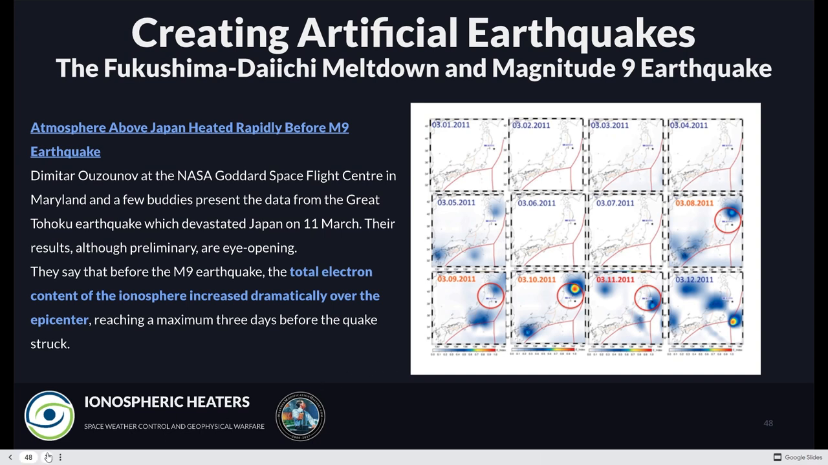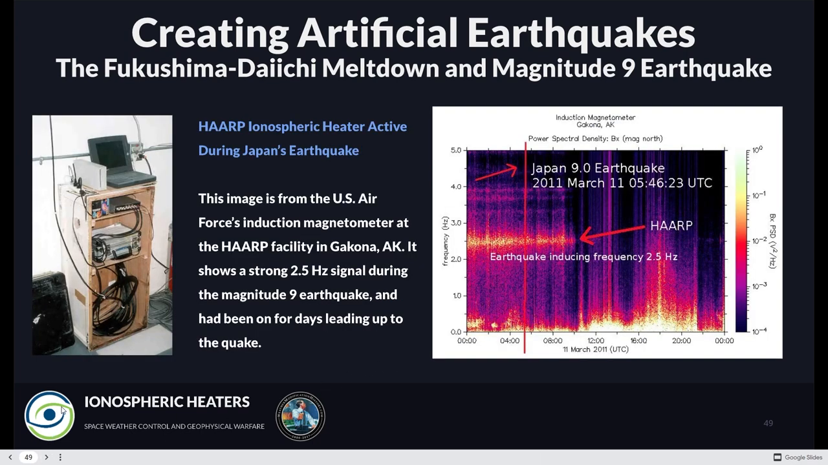Now, why am I bringing this up? Because at the exact same time, and some of us were paying attention at the time, I certainly was, I've been doing this since before 2011, you're not going to find this image anywhere anymore. Because back then, we were actually able to go to the HAARP facility's website, which was run by the military. And this, the HAARP's magnetometer actually displayed in real time on their website.